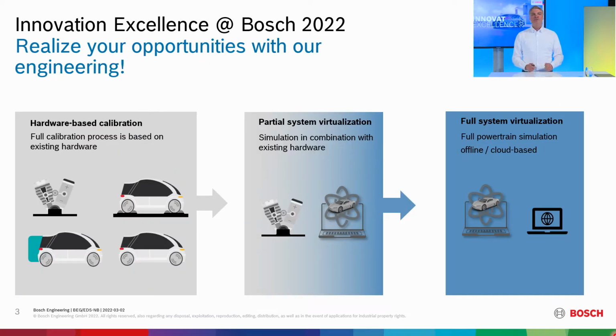But to get an overview, of course, you have here on the left side the classical services we do. This is like test benches, chassis dynos, testing on the real road, and so on. But then we divide our services into partial system virtualization, which you can see in the middle, and full system virtualization, which you can see on the right. And for both of these, you will get an example within a minute.